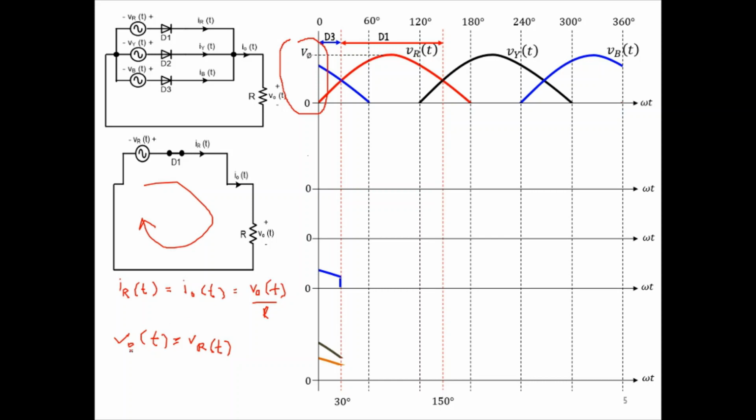And based on the second equation, the wave shape of the output voltage waveform is also following the wave shape of the red voltage waveform. Therefore, we can sketch the red current, output current, and the output voltage waveforms as follows.